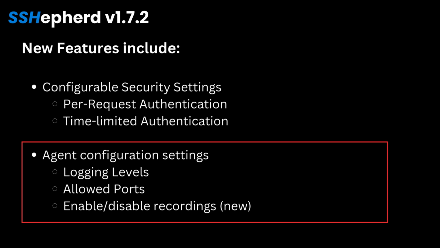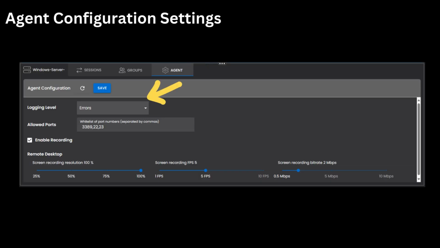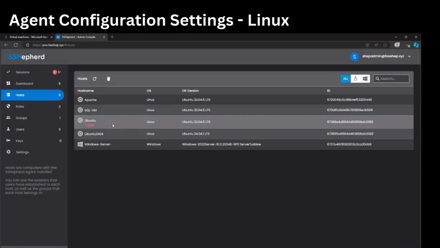For the agent configuration settings, we can now adjust the logging levels, configure the allowed ports, enable or disable session recordings, and, for remote desktop recordings, set the resolution, frame rate, and bit rate. Let's take a look at this in action.